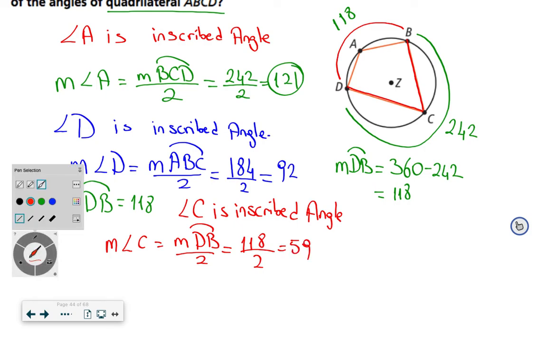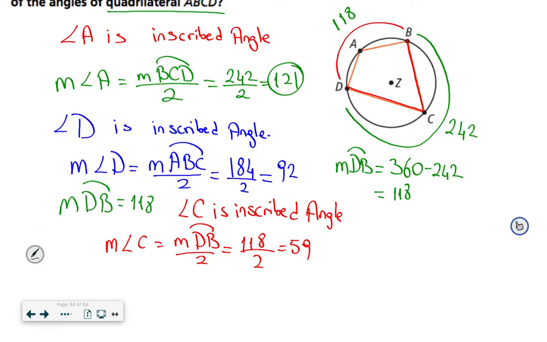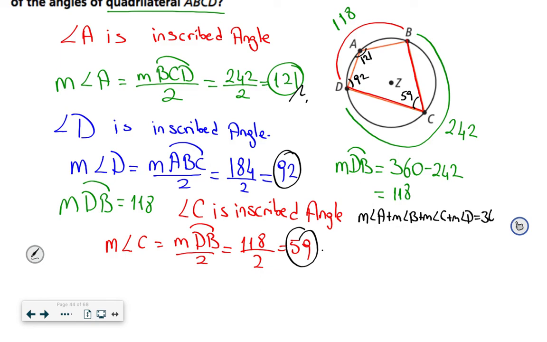Alright, now we can find the measure of all angles in the quadrilateral. We found that the measure of angle A is 121. We found that the measure of angle D is 92. And we found that the measure of angle C is 59. What is the sum of the interior angles of a quadrilateral? It is 360. To be able to find the measure of angle B, we can get that measure angle A plus measure angle B plus measure angle C plus measure angle D must be equal to 360.